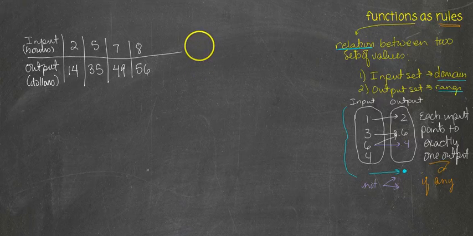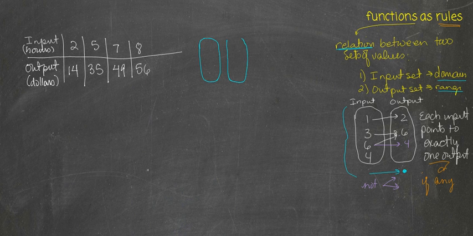Well, let's make a table, or let's make one of these diagrams. I don't really like drawing these. Sorry, I'm not very good at it. But, oh, that one's pretty good. Okay, so input, output. So we have 2 points to 14. Input value 5 points to 35.